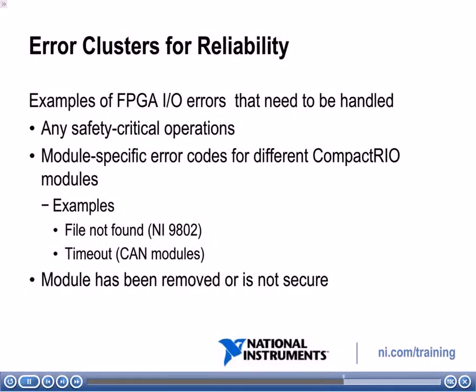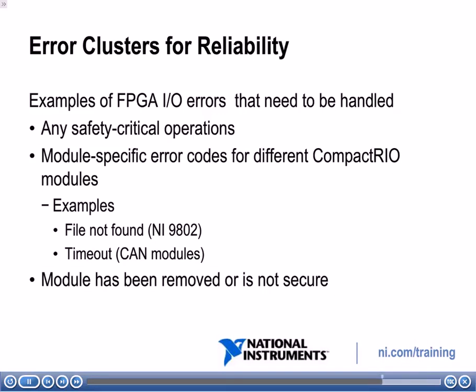This slide talks about error clusters for reliability. Some examples of FPGA IO errors that need to be handled are those associated with safety critical operations. For example, if you've got some IO controlling a large motor that might endanger people's lives, then you might want to check that IO and make sure it is working properly. Other examples are module specific error codes for specific LabVIEW modules. Sometimes you'll need to use that error for a particular instance.